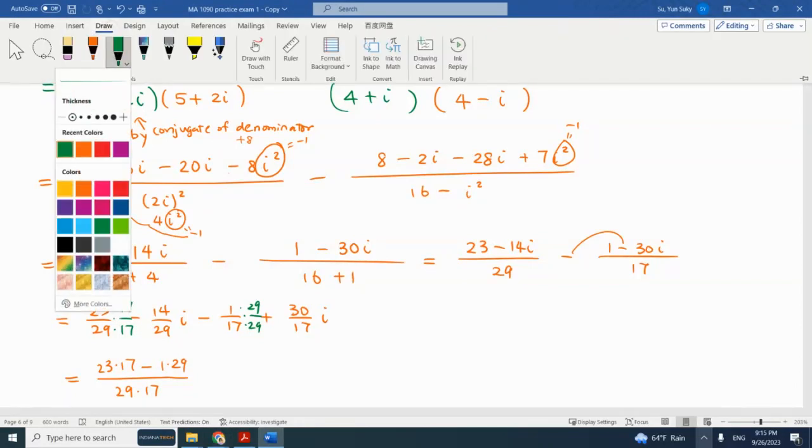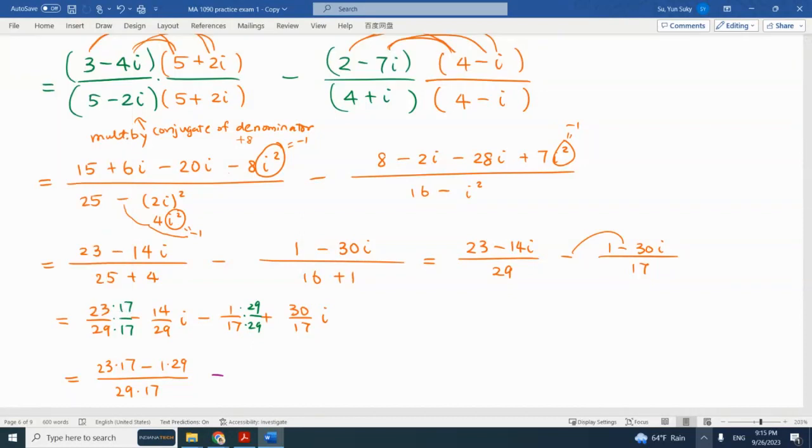And next, the one with the i. Let's see. So it's minus. Still, the common denominator is 29 times 17, but your 14 you multiply by 17, right? i. And then here you get what? The 17 and 30 we multiply by 29. i.